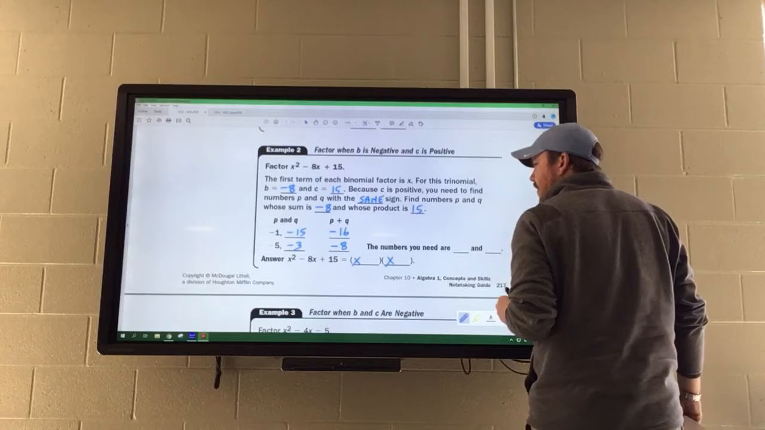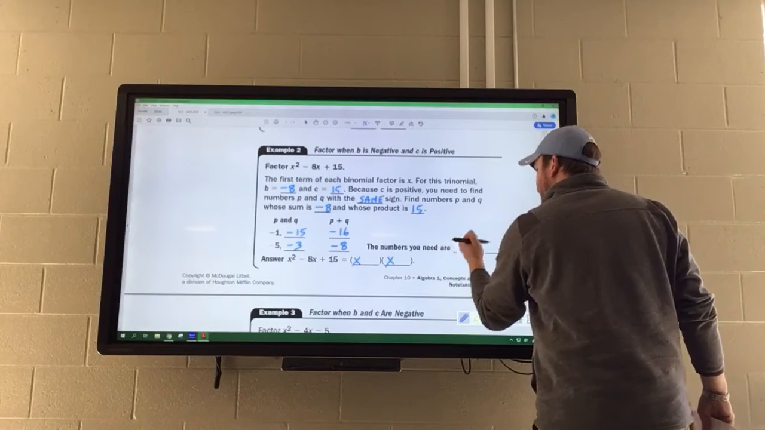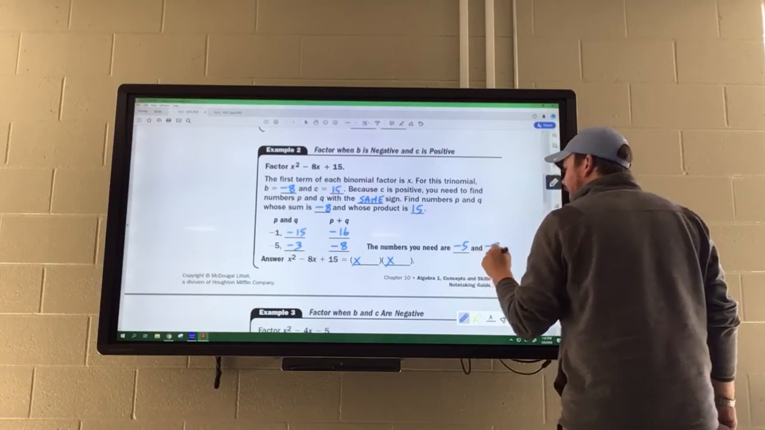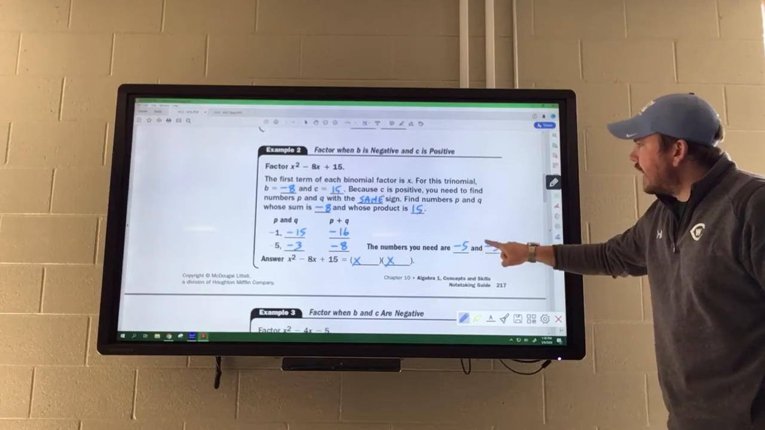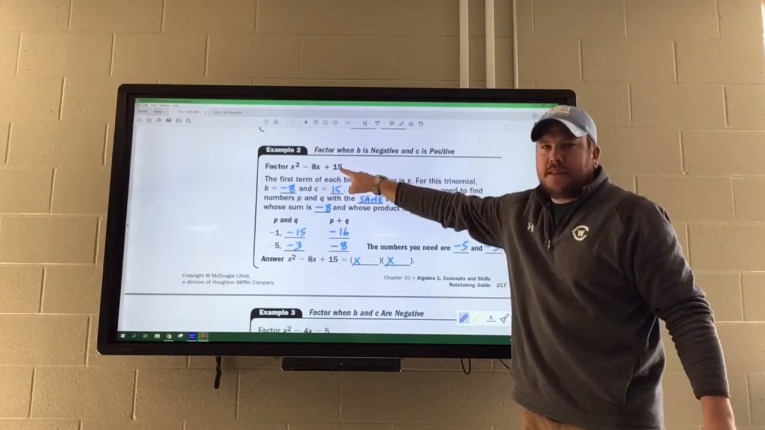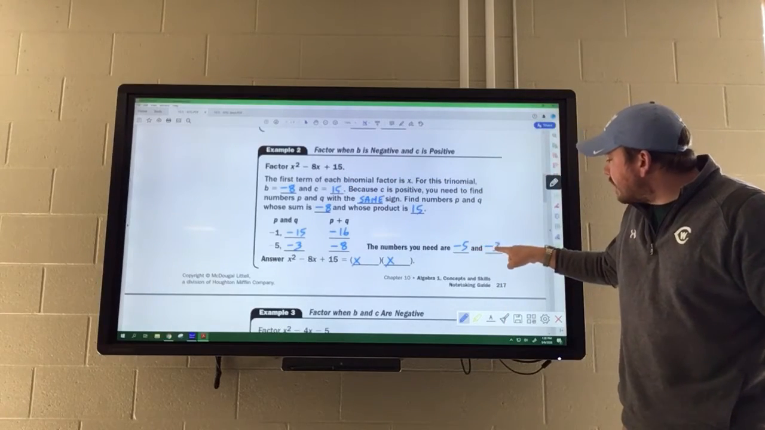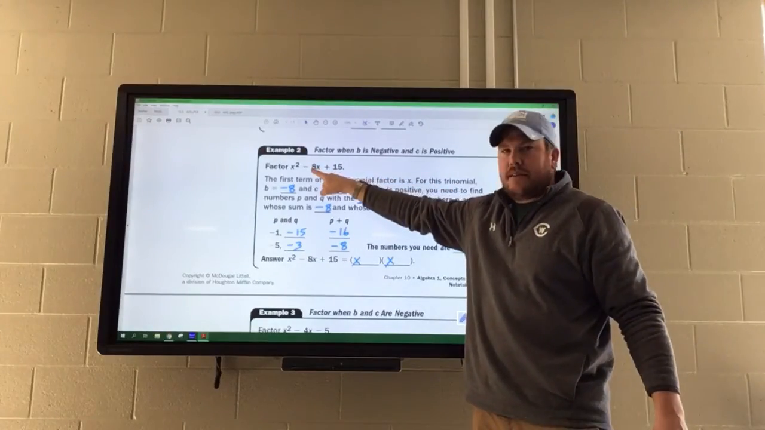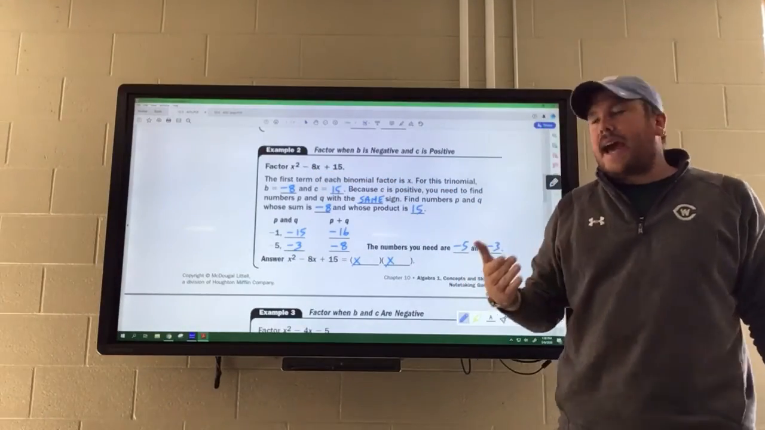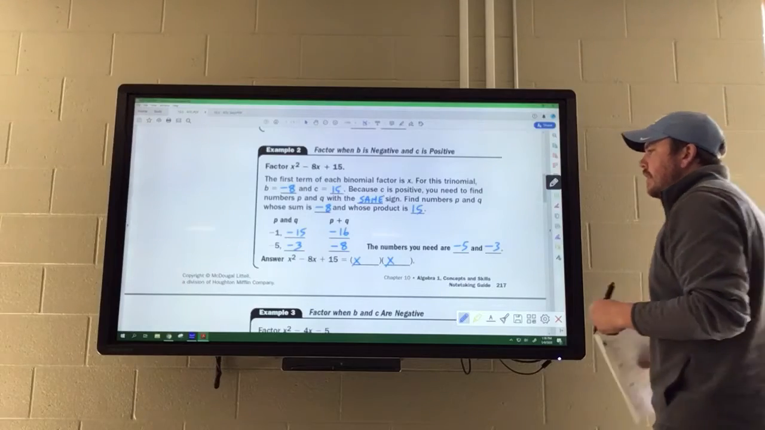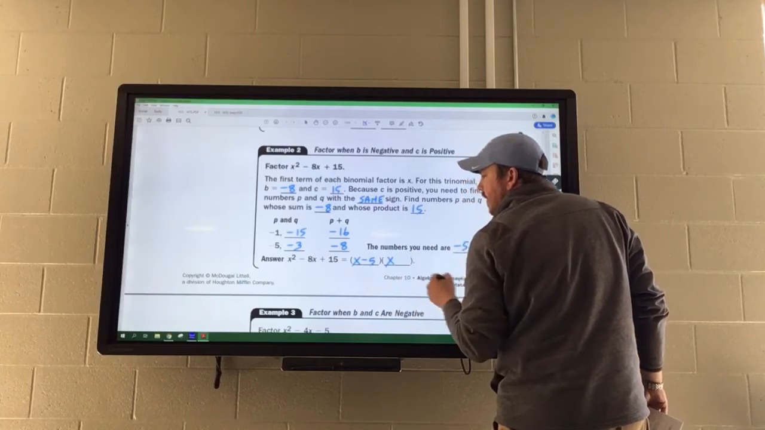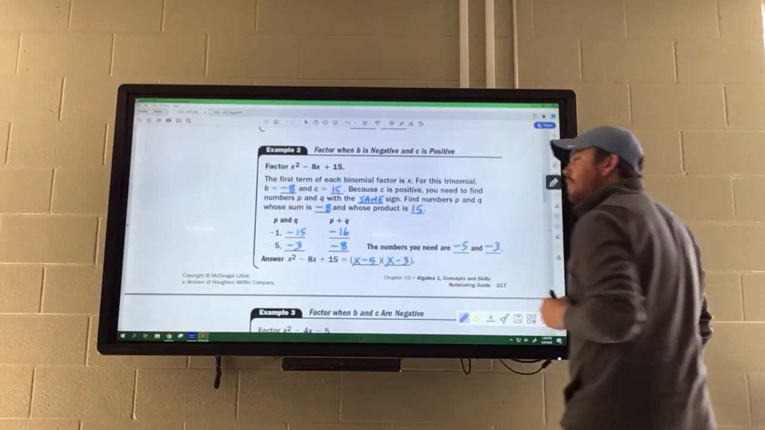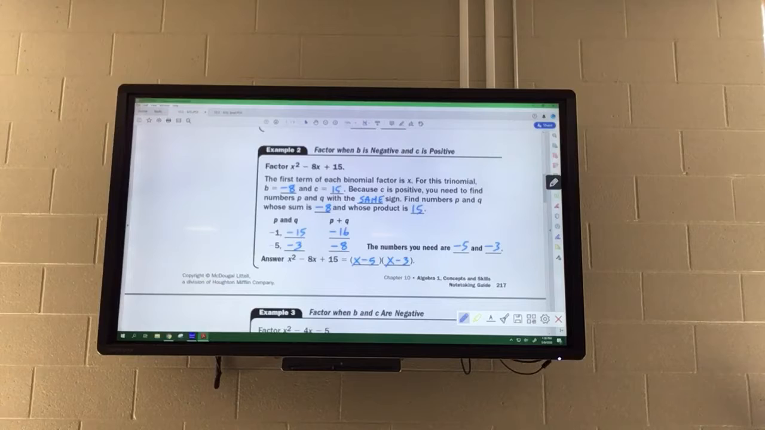So that works. So the numbers we need are -3. Sorry, let's put them in order. -5 and -3. The reason these work is because -5 times -3 gives me positive 15, and -5 plus -3 gives me -8. Factors of the last number that add to the middle number. So the numbers we need are -5 and -3, so we will have x minus 5 and x minus 3. You can go ahead and check your answer by foiling those two binomials.